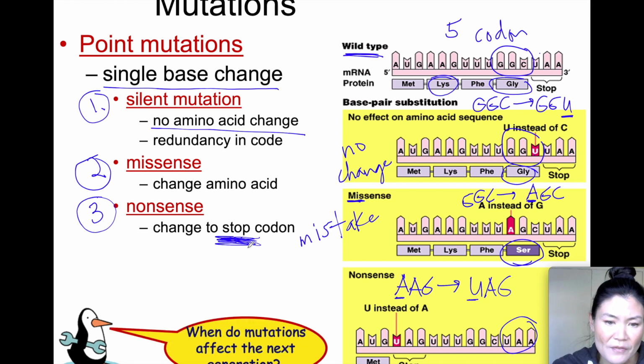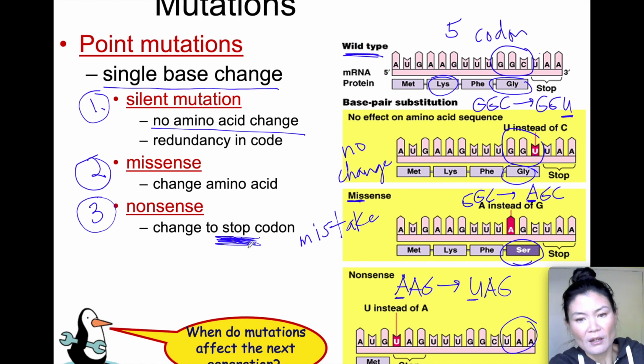When do mutations affect the next generation? When a mutation occurs in the DNA, like maybe in an egg or a sperm cell, it's going to affect the next generation, meaning it's going to affect the offspring. Because if the mistake is in the egg or in the sperm, it can't be changed.